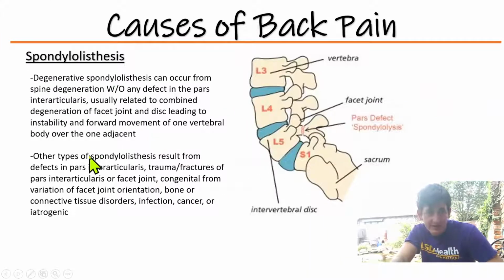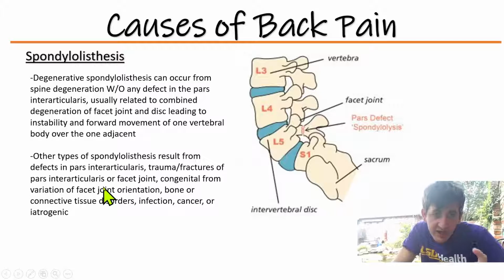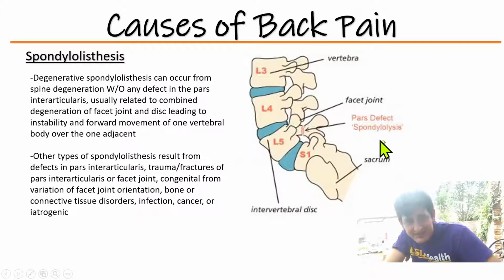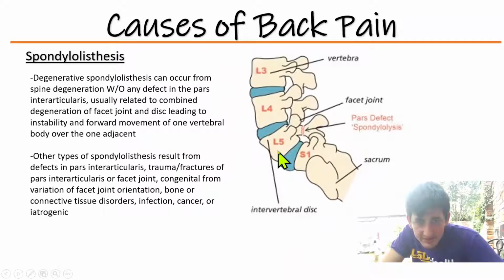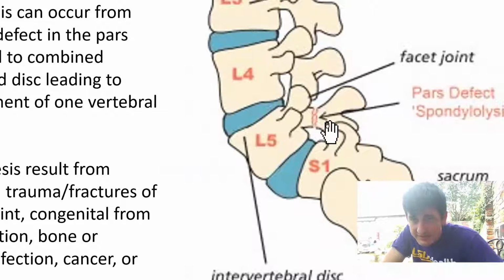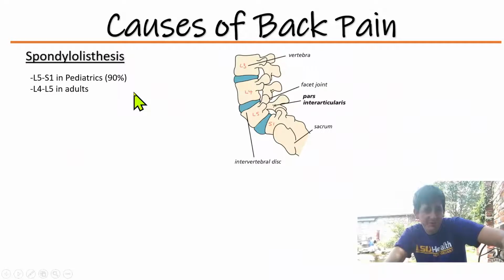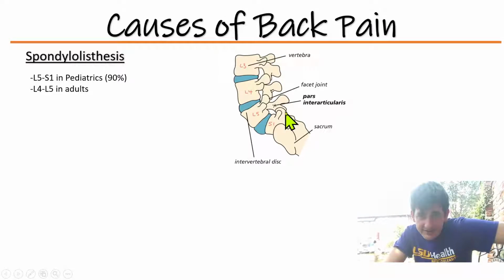So, other types of spondylolisthesis can be caused from defects in the pars interarticularis, spondylolysis, which we'll discuss. Trauma fractures of pars interarticularis, which we can see actually here. Congenital, from variation of facet joint orientation, bone or connective tissue disorders, infection, cancer, and iatrogenic causes. So here is a fracture here, and I don't know if this is slippage yet or not, but there's a pars defect. We'll look at that. So in pediatrics, 90% of these are L5, S1. In adults, most are L4, L5.